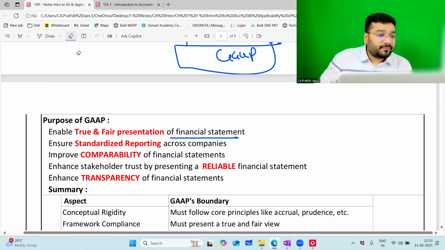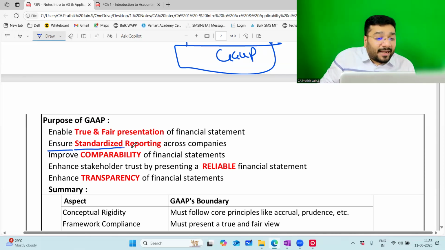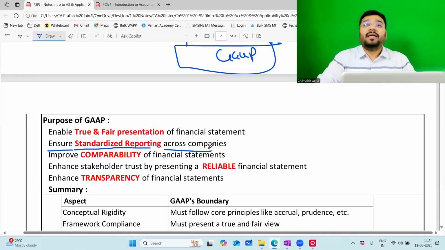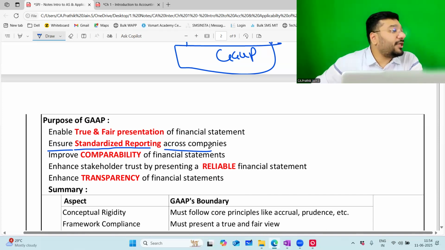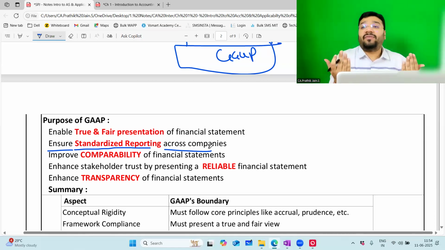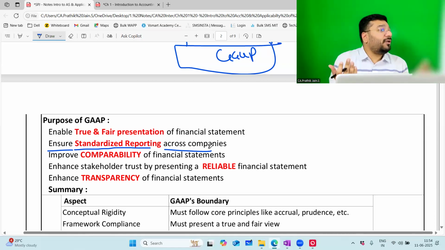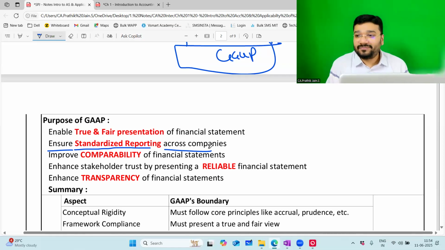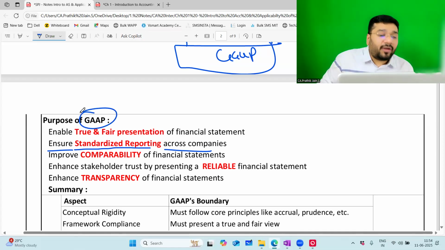Any problem? Next, they wanted a proper standardized reporting across the companies. If people are not given a set of rules and regulations, they will do the accounting in their own way. They will present the financial statement in their own way. There's no standardization. So everybody will do what they feel like doing. At the end, each report will look different. Each financial statement will look different. Understanding of that becomes difficult. So to have uniformity, to have standardization, there's a need for GAAP to be implemented.